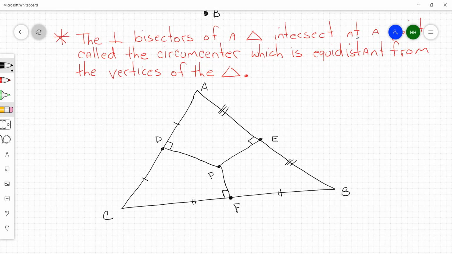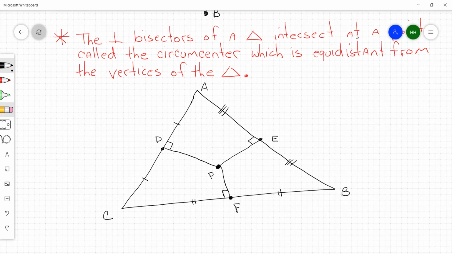Everybody see these three perpendicular bisectors of a triangle? Now, I stopped them at point P, and I also stopped them at the side of the triangle just so that the picture won't get too confusing. But they don't have to stop. They can go on forever in both directions. But that's what they do.